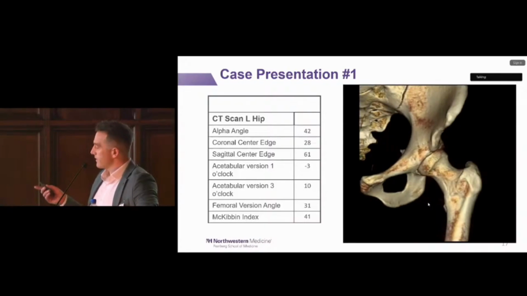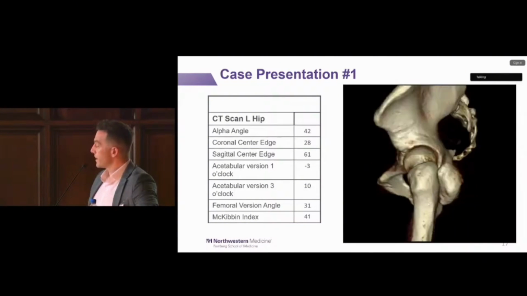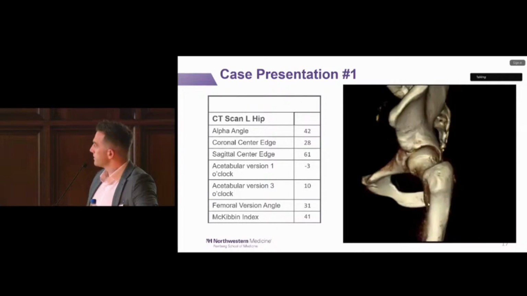It's interesting having such little internal rotation in flexion, but then she has a lot when she's prone, suggestive maybe of some sort of extra-articular impingement in the subspine region.